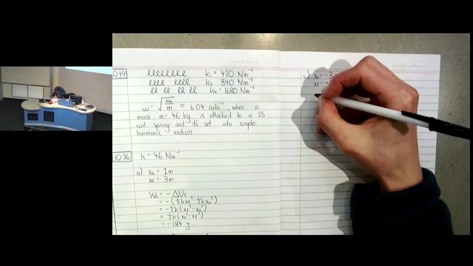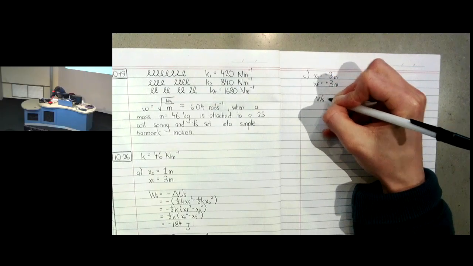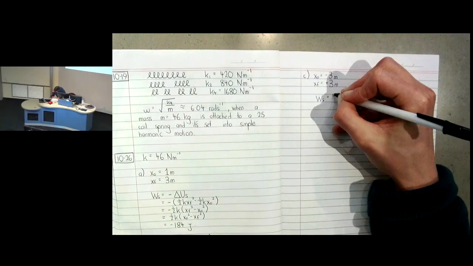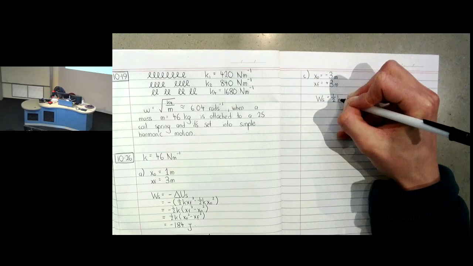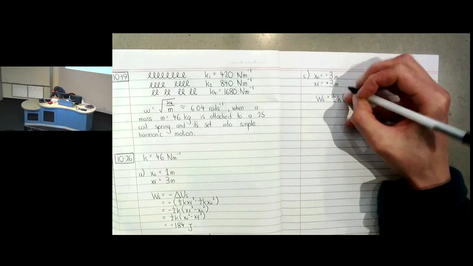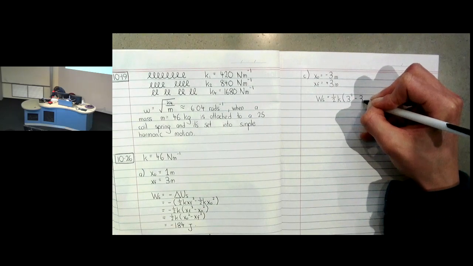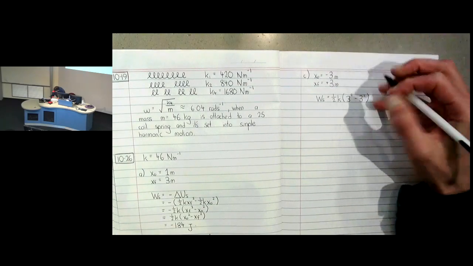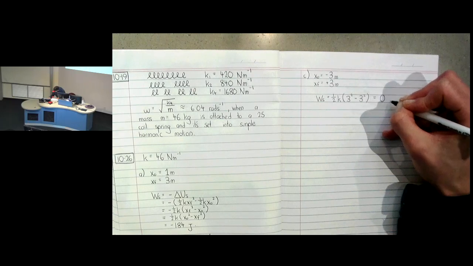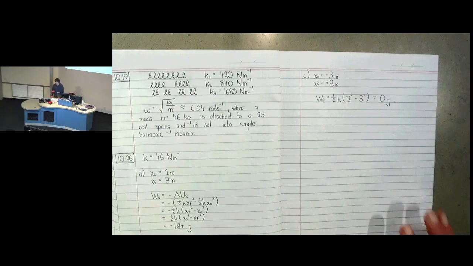So just to confirm that, let's plug the numbers into our formula. So here we're going to have a half times K, 3 squared, so minus 3 squared is just 3 squared. And so now we're going to have to take off another 3 squared, which gives us 0 joules, as we might have expected.